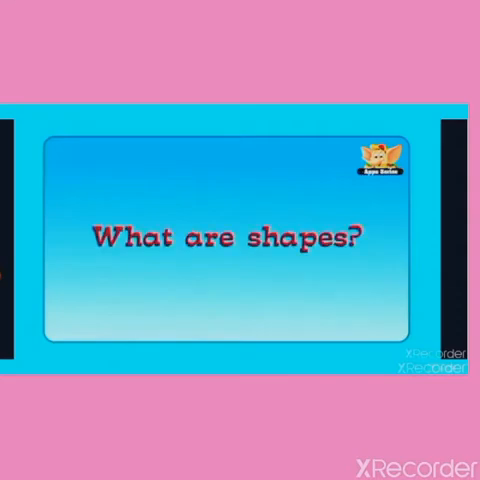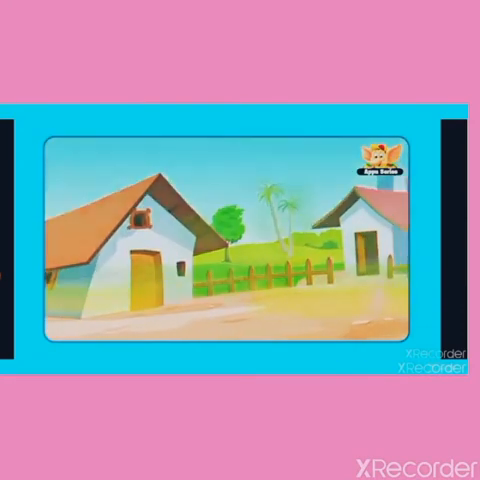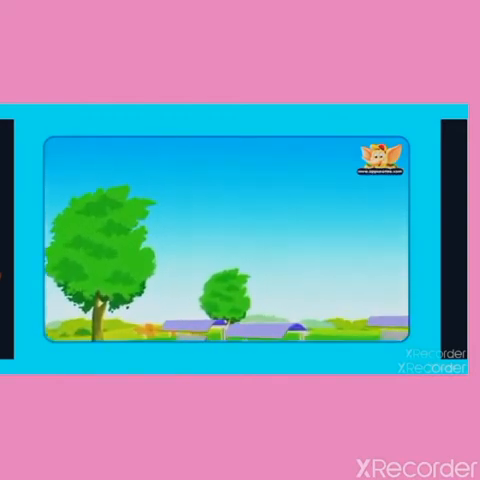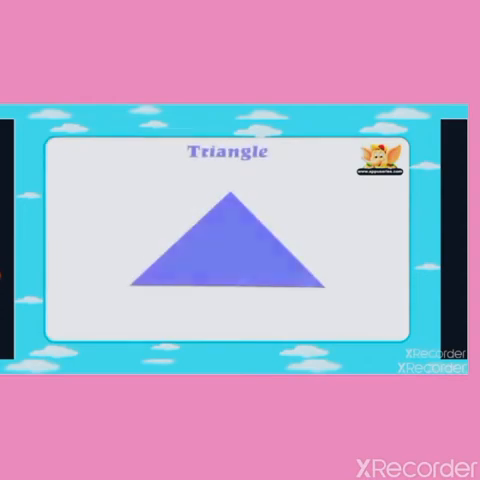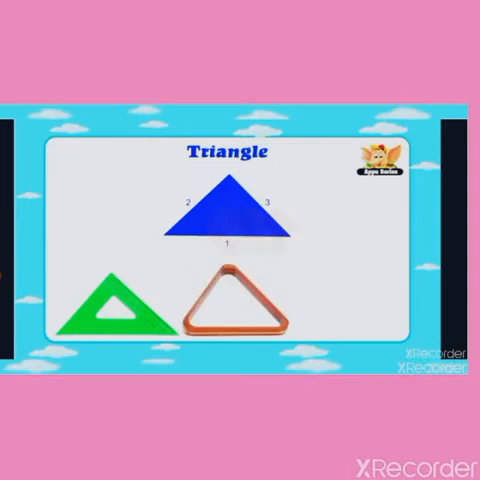What are shapes? Now, shapes are all around us. In the house we live in the park we go to, and even in the kind of food we eat. Let us learn the names of a few common shapes. Triangle. A triangle is a shape with three sides. You can find it in a set square, a frame, or even a wedge of watermelon.